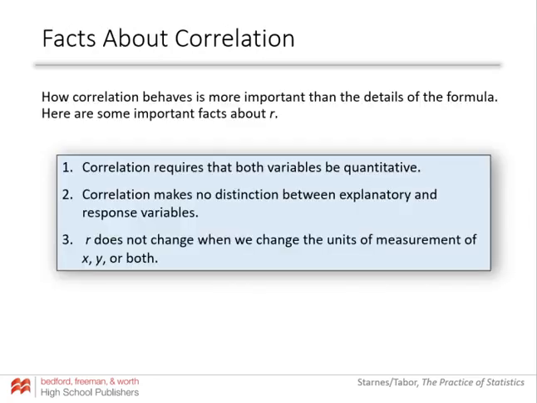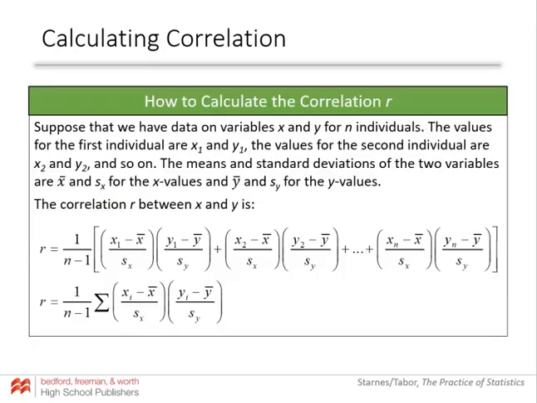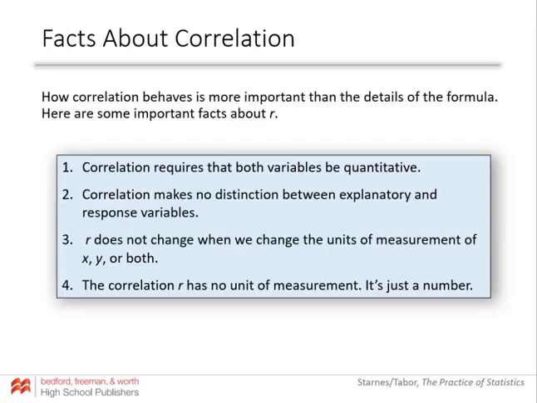All right. It does not change when we change the units of measurement, because we end up dividing by standard deviation, which means we do something called standardizing these values, so the units of measure don't matter. And correlation does not have a unit of measurement, okay? It's just a number. It's a number between -1 and 1, but there's no unit for R, okay?